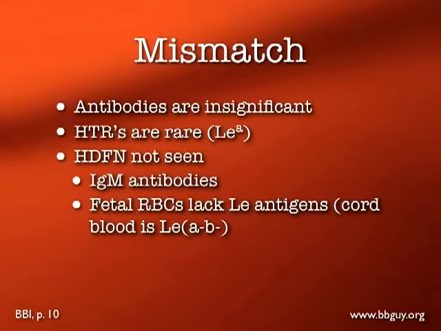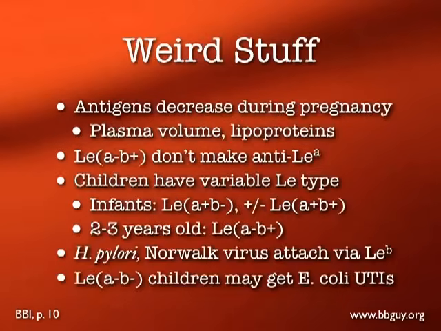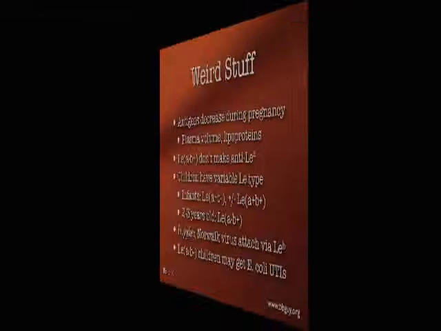A couple weird things about Lewis is that antigens do decrease during pregnancy, and these patients can go from Lewis A negative, B positive to all of a sudden being Lewis A negative, B negative, and in fact can make antibodies in those scenarios. Fortunately, that's usually not a big deal. Children can have variable Lewis types, I should say, as their chains are converting, and there's a couple of facts down at the bottom about attachment of different infectious organisms through the Lewis B chain.